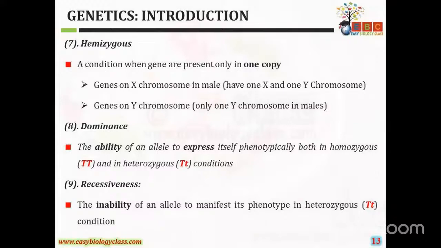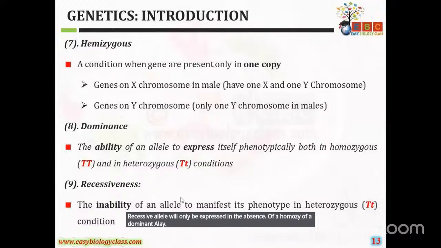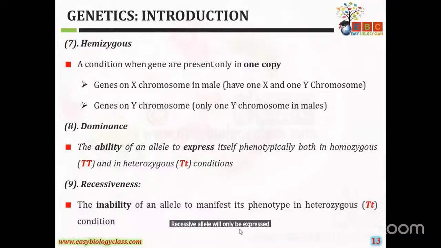If a gene is able to express itself, whether in homozygous or in heterozygous condition, such an allele is said to be dominant. Then recessiveness. A recessive allele will only be expressed in the absence of a dominant allele. And that means it will only be expressed when the two alleles that are recessive come together.